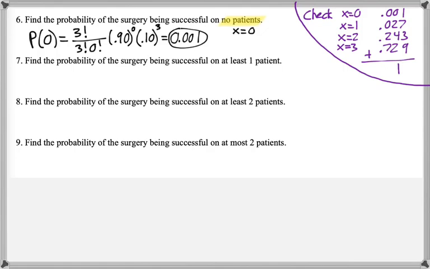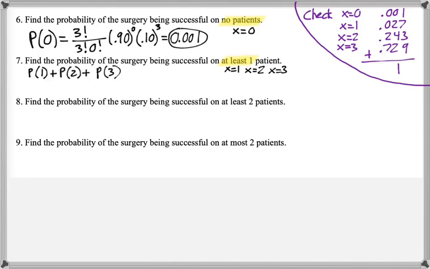Let's look at number 7. Find the probability of the surgery being successful on at least 1 patient. So at least 1 means x is equal to 1, x is equal to 2, and x is equal to 3.